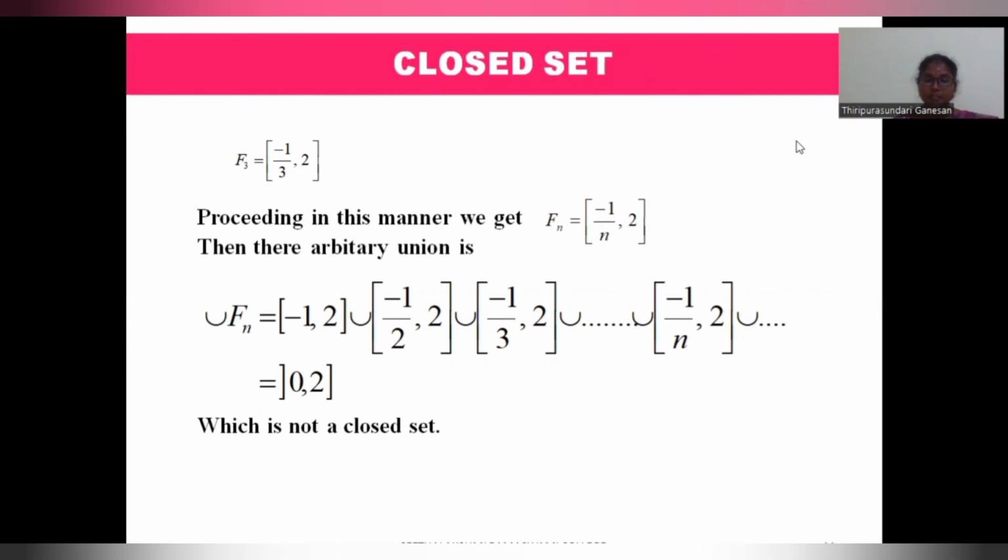Then put the arbitrary union of these closed sets. By taking the arbitrary union of this collection of closed sets, we finally get the open 0 and closed 2. That is, we get an interval of the form open 0 and closed 2. Clearly, we can say that this set is not a closed set because its complement is not an open set. Therefore, the arbitrary union of closed sets may fail to be closed.